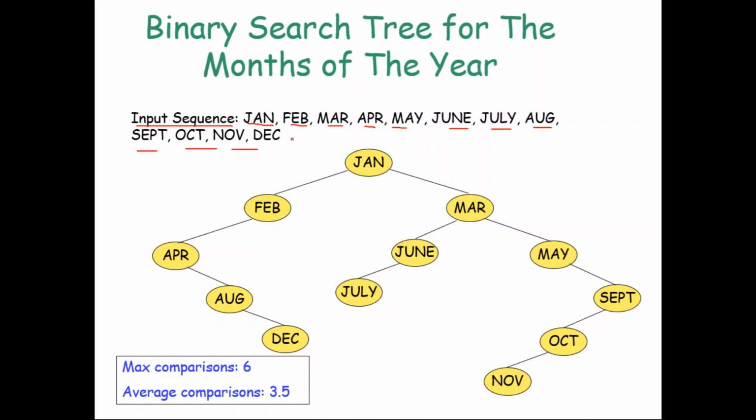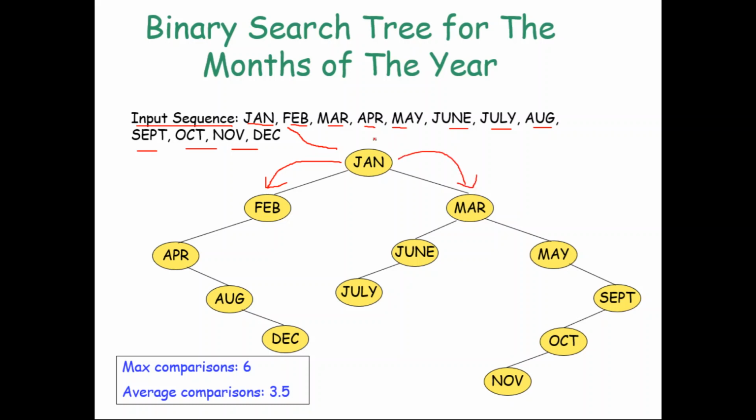The first input is Jan, so it becomes the root of the tree, right? Next is Feb. You check alphabetically whether F is less than J or not. F is less than J, right? So Feb is added as the left child of January. Then March. M is greater than J, right? Yes, so March is added as the right child of January.